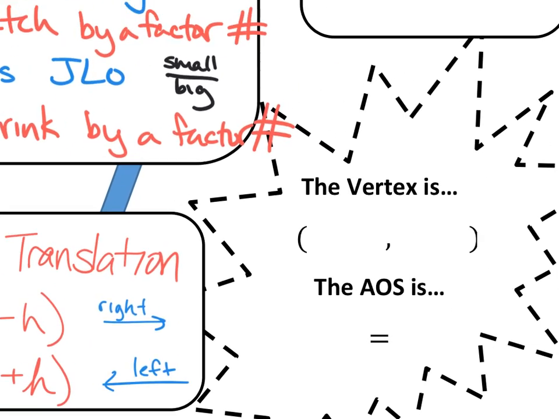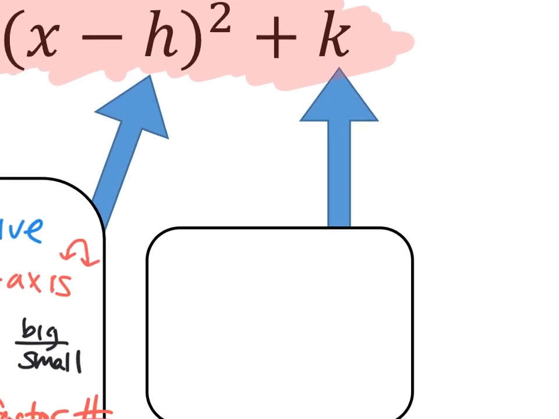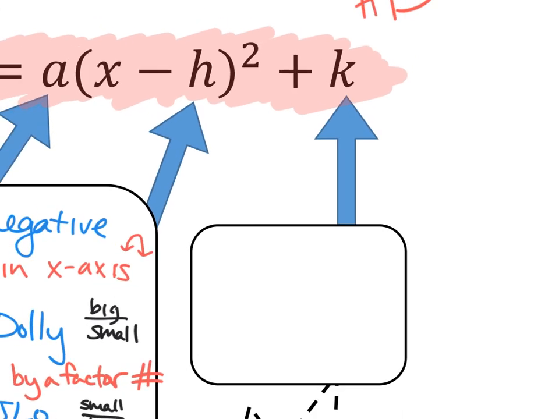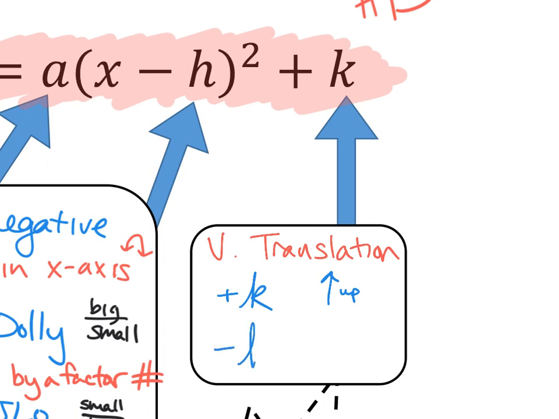K is added or subtracted at the very end, which means it's on the outside. Is it going to be horizontal or vertical? Vertical. It's going to be some sort of vertical translation. We just have to figure out which way. If you have a positive K value, like you're adding something, which way do you think it's going to go? Up. Vertical is always normal. Vertical goes the way you want it to. So if I'm subtracting a number K, where's it going to go? Down.